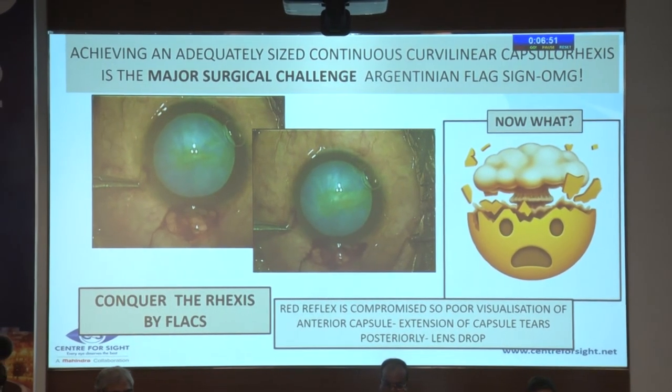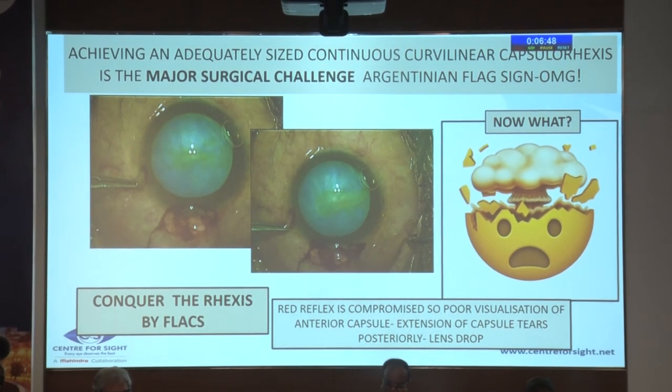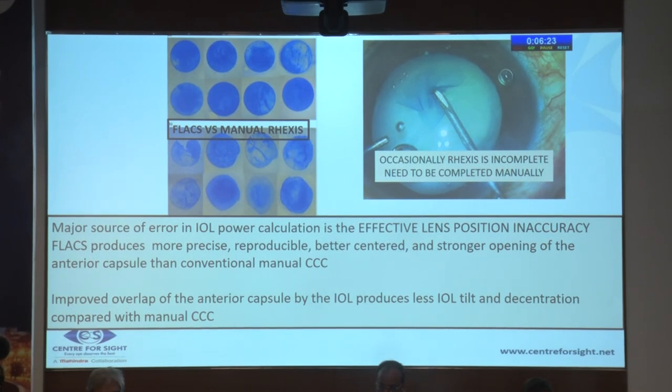Therefore, the most important thing, which is the major surgical challenge in these types of patients, is to get an adequately sized continuous CCC. And therefore, we do not want in any circumstance the Argentinian flag sign. And therefore, we say, oh my God, what do we do? So we can conquer this most important step by doing a femtosecond laser capsulotomy, or FLACS. Remember, your red reflex is also compromised because of poor visualization of the anterior capsule. A particular study has been done at RP Center by Dr. Banthia, etc. You can just see the differences in the capsulorhexis of a FLACS versus a manual one. Mind you, sometimes you may also have tags in a FLACS when you've done a FLACS incision.